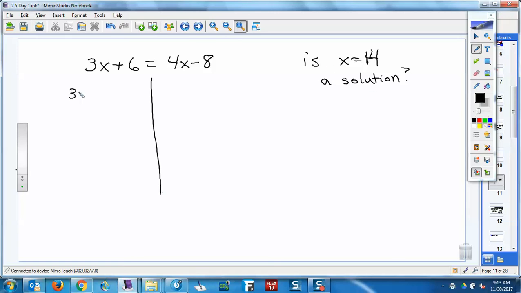So we go 3 times 14 plus 6 is 42 plus 6 is 48. Over here we get 4 times 14 minus 8. This is 56 minus 8, which is 48. Check. It is a solution. That's what we're going to do. And if the two sides weren't the same, we'd say, no, it's not a solution. That's what we're going to do, except we're going to do it with a differential equation. Okay? So let's do one.